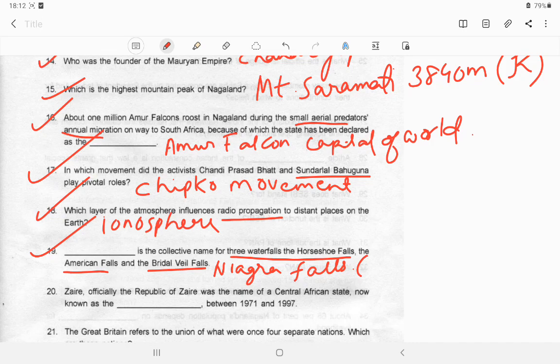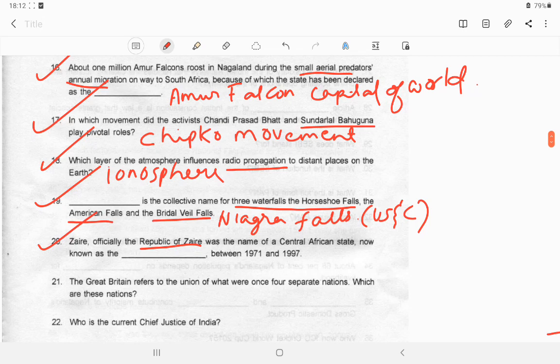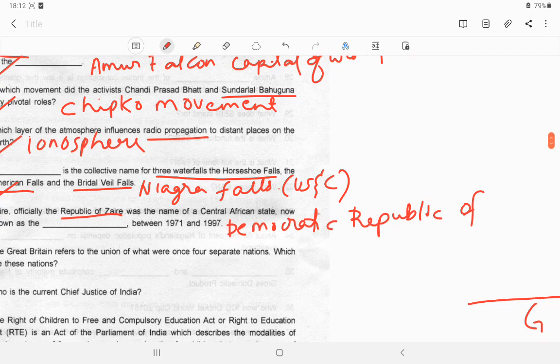Officially known as the Republic of Zaire was the name of the Central African nation now known as the Democratic Republic of Congo. So this is the answer.